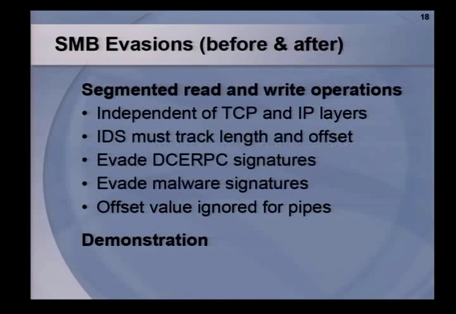One of the neat things about doing segmented reads and writes is that when you're working with named pipes, the offset field doesn't matter. So if the IDS is smart enough to track what offset you're reading and writing to, we just randomize that crap. And they have to still figure that out.